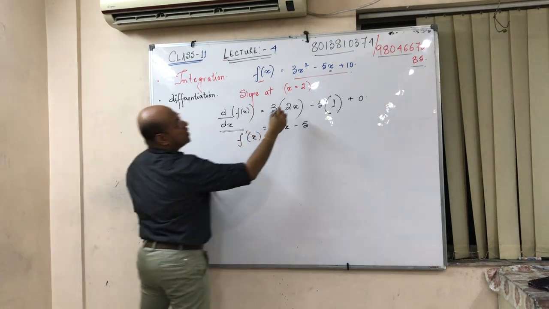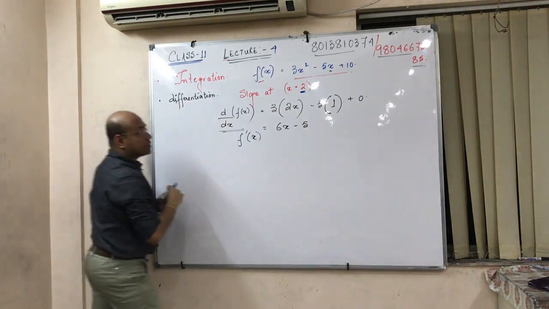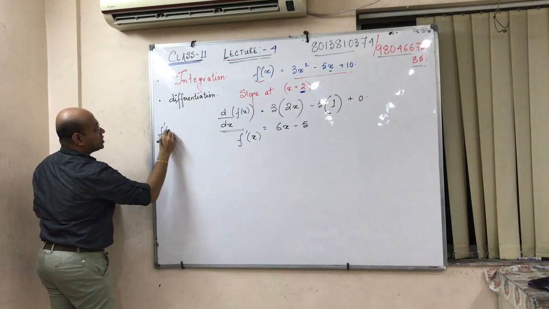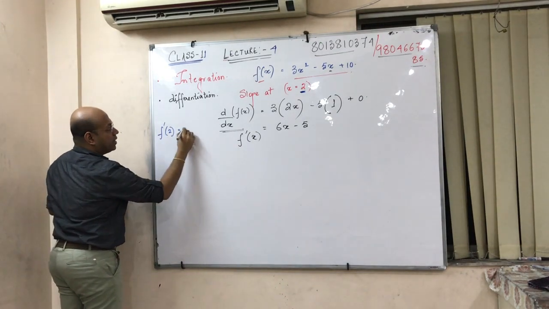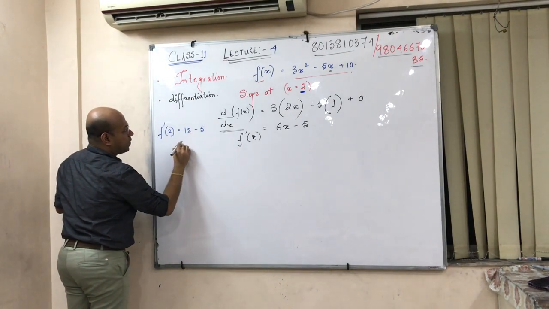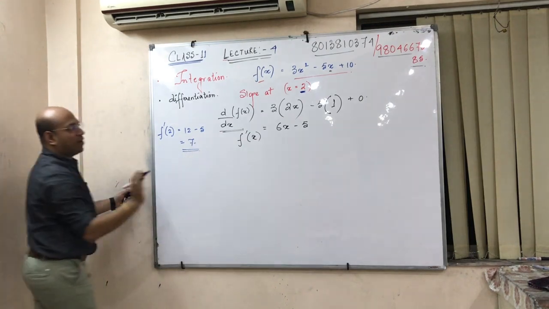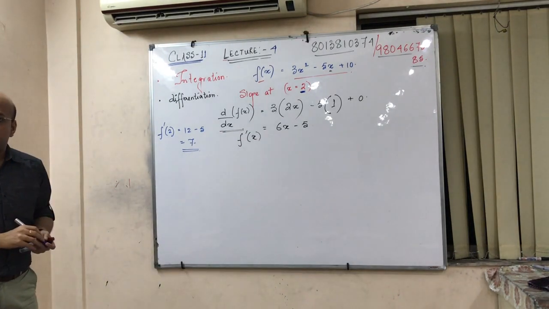Now what we need to do is find the slope at x equals 2. So f dash 2 comes out to be 12 minus 5, which is equal to 7. This is the basic thing.